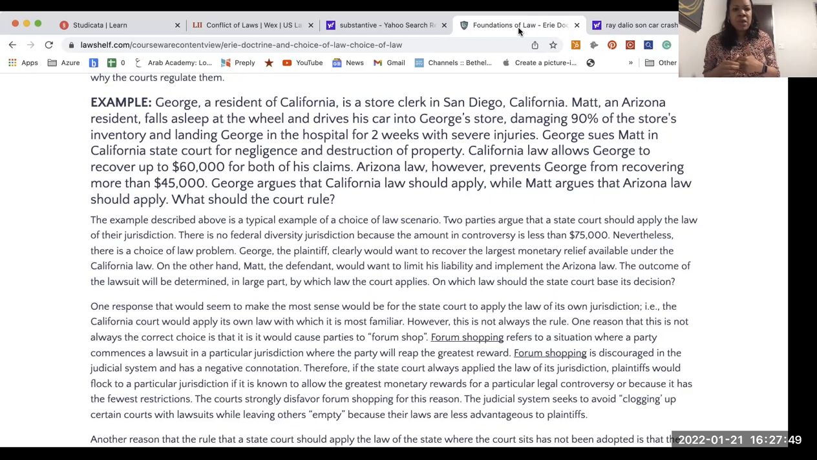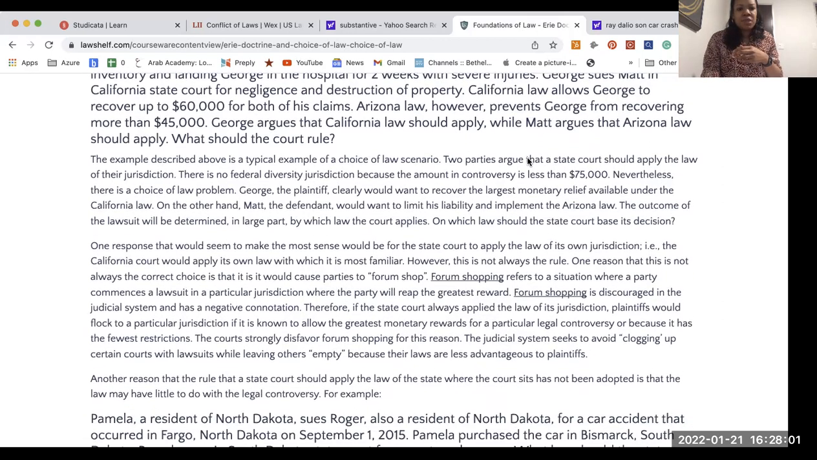George sues Matt in a California state court for negligence and destruction of property. So here we go. We're in California, right? But what is it going to be? One response that would seem to make the most sense would be for the state court to apply the law of its own jurisdiction. The California court will probably apply its own law with which it is most familiar. However, this is not always the rule.